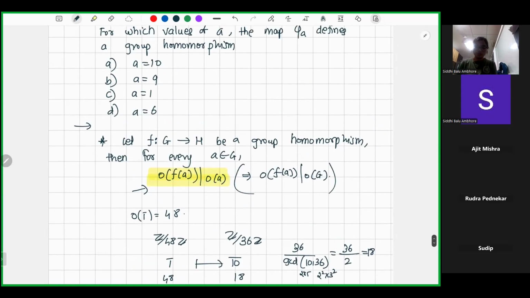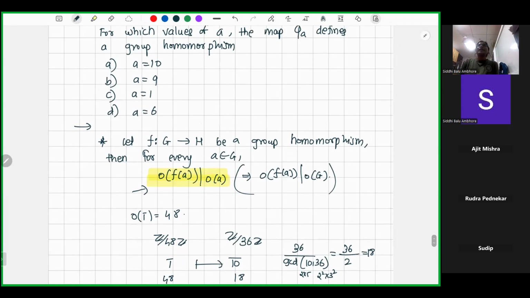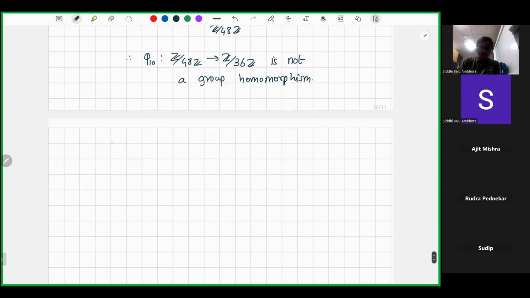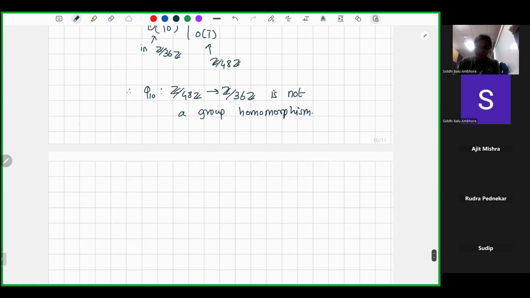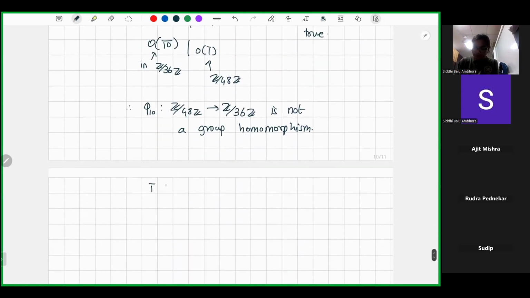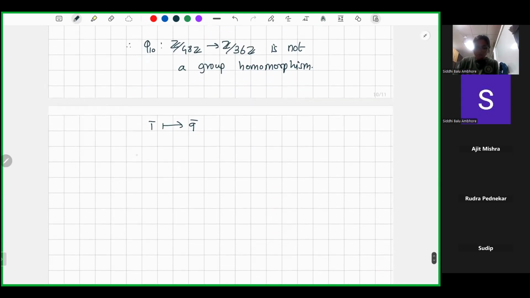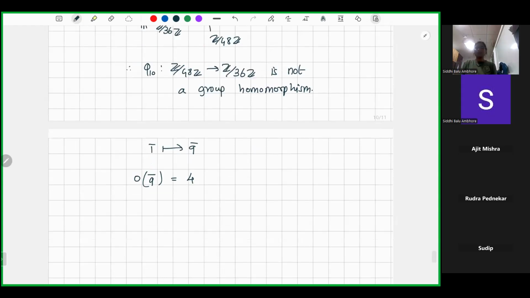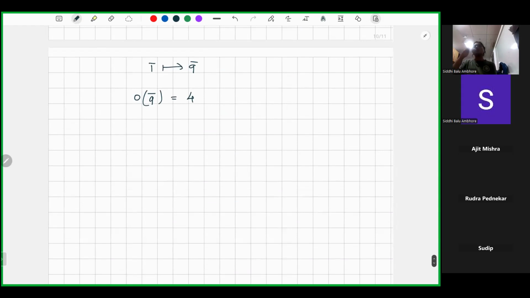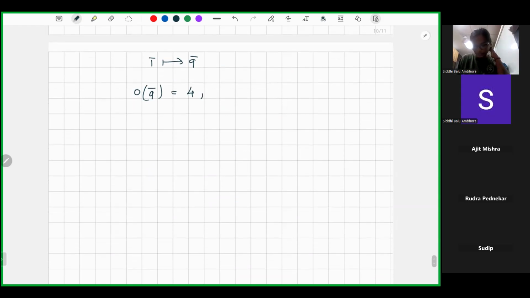Now we have to go to A equal to 9. Now I'm sending my 1 bar to 9 bar. So what is the order of 9 bar? Directly, I mean, we are in Z mod 36. So the order of 9 bar must be 4. 9, 18, 27, 36. You don't need the GCD formula for that.